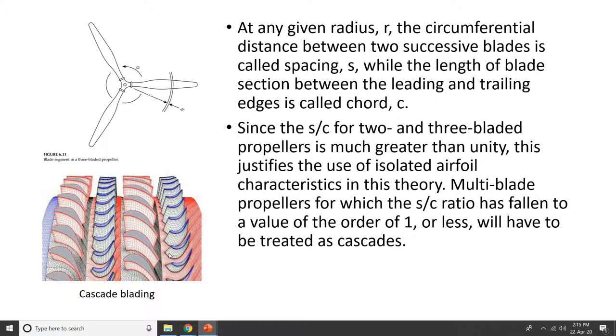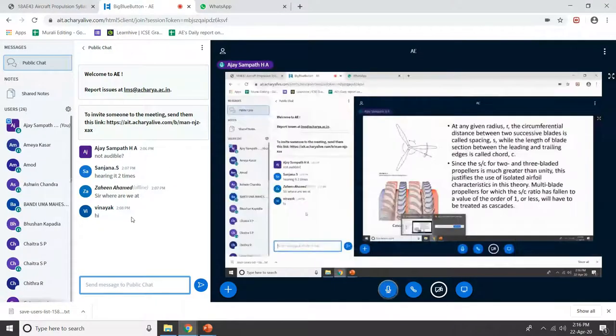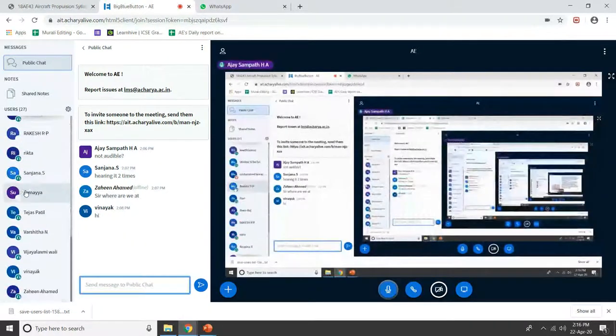So if you see your compressor or turbine, you see the distance between two successive blades is very small, and the length is much higher compared to that. So therefore, S by C will be less than unity or equal to unity also. So in that case, you can't use the blade element theory. Okay, is what this statement is about. Any doubts?